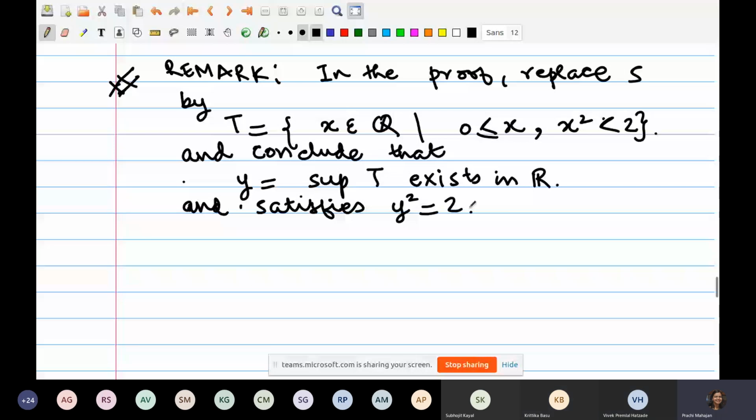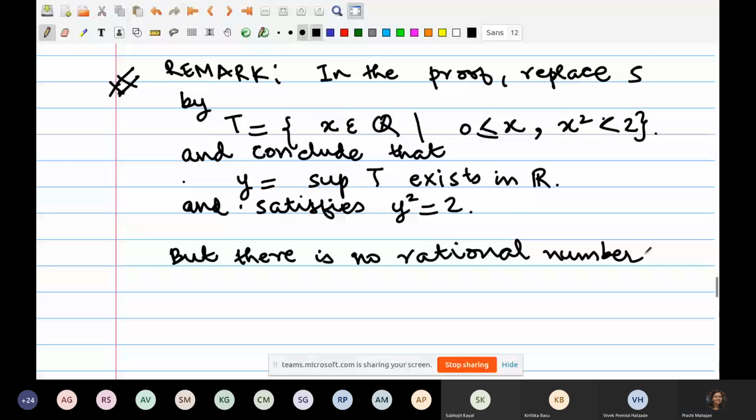Yes? So at this point, please recall that we all agreed that there is no rational number y whose square is 2. Let me make this remark here: there is no rational number whose square is 2. So that means that y, the supremum of T, cannot be a rational number. It does not belong to the set of rational numbers.